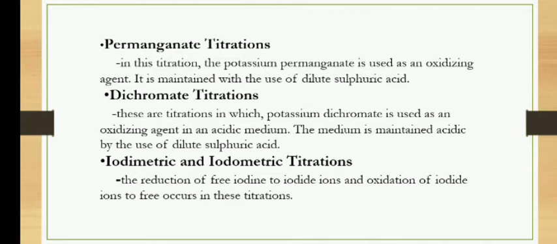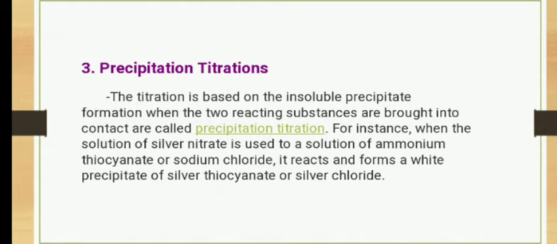The last one is the iodimetric and iodometric titrations. It is the reduction of free iodine to iodide ions and the oxidation of iodide ions to free iodine that occurs in this titration. The third type of titration is the precipitation titration. It is based on the formation of an insoluble precipitate when two reacting substances are brought into contact. For instance, when a solution of silver nitrate is added to a solution of ammonium thiocyanate or sodium chloride, it reacts and forms a white precipitate of silver thiocyanate or silver chloride.